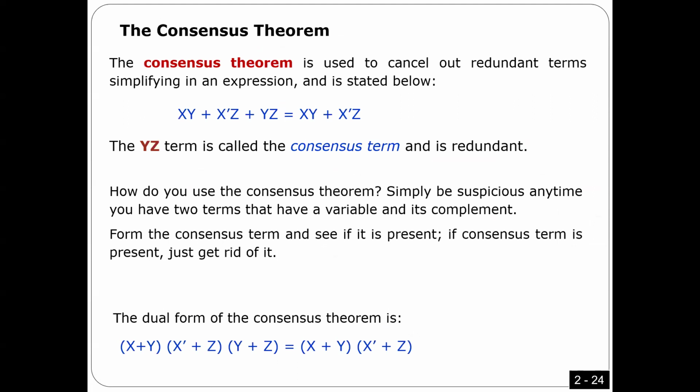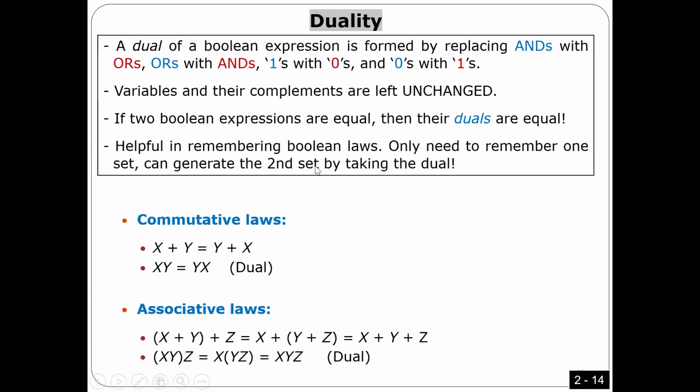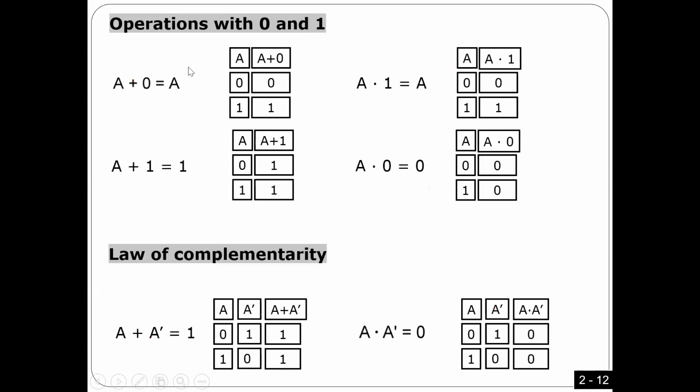So let's start with these laws. Let's start with the first one here, guys. A or zero. Remember, all variables here are binary, 0 or 1. So A or 0 should be A. This is the first thing.